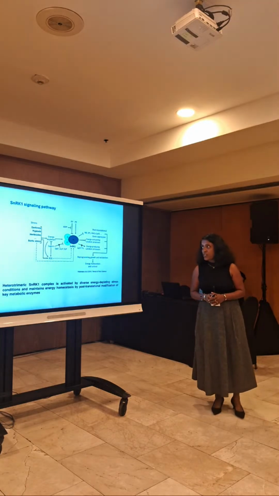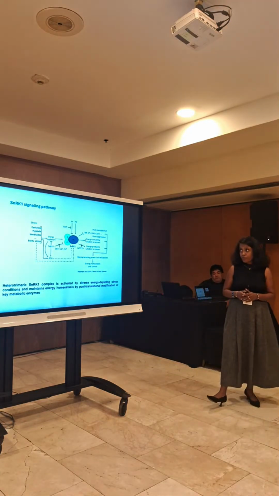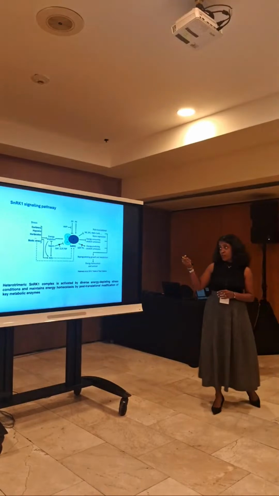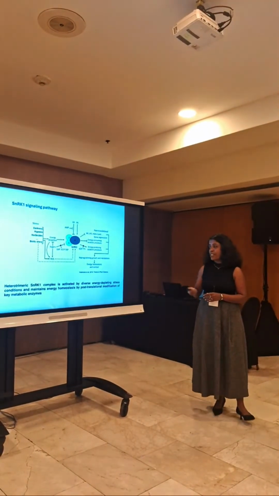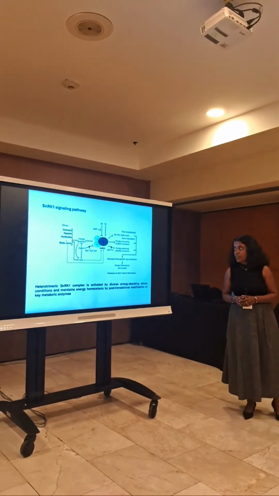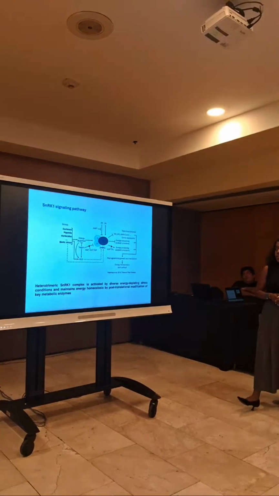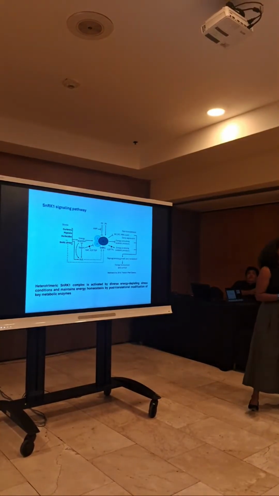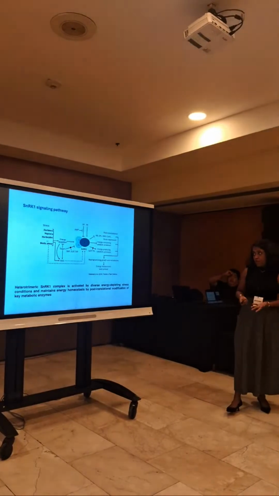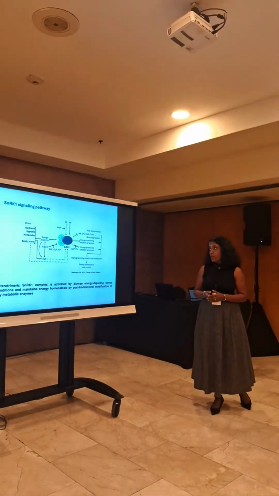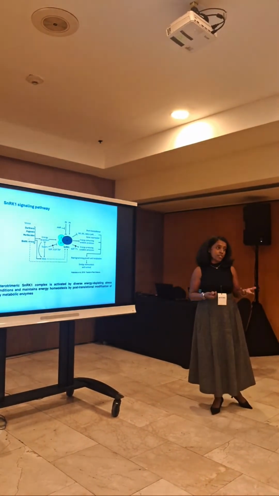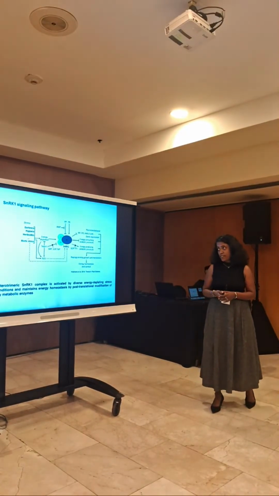And SNRK1 is a heterotrimeric kinase which has an alpha subunit, a beta subunit, and a beta-gamma subunit, while the beta-gamma subunit is very specific to plants. Under stress conditions, SNRK1 normally upregulates the catabolic processes, and this helps in maintaining the energy homeostasis.